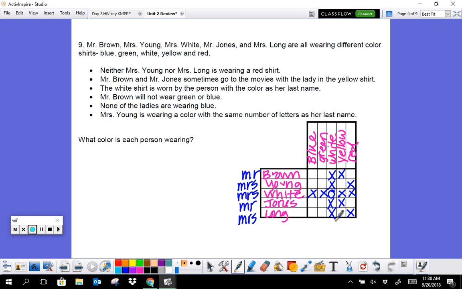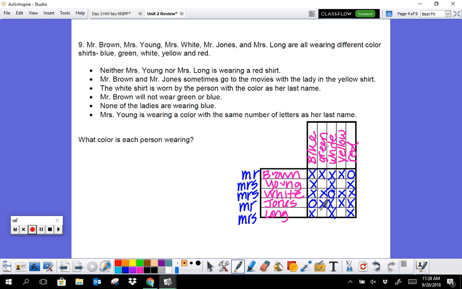The fourth dot says Mr. Brown will not wear green or blue. So Brown is not green or blue. Now you can see I have 4 X's, so I know that Mr. Brown is wearing red. You can go ahead and fill that in. The fifth dot says none of the ladies are wearing blue. So Mrs. Young is not wearing blue. Mrs. Long is not wearing blue, which means Mr. Jones is wearing blue.